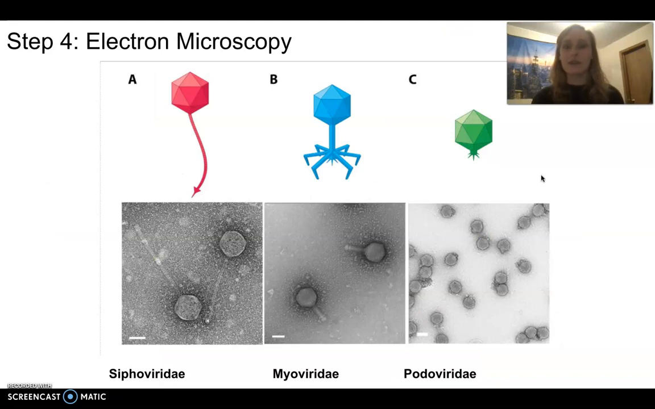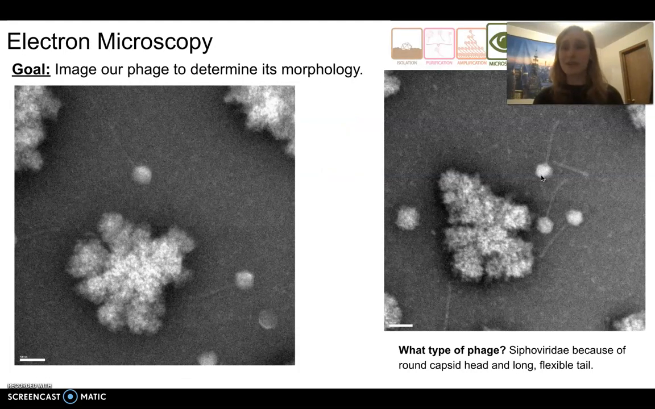Finally, step 4, electron microscopy, was used to image our phage and figure out what family it was a part of. Here are actual live images of our phage. You can see the small circular round capsid heads and the long flexible tails in both images, and this shows that we have a phage of the Siphoviridae family, which is really exciting.